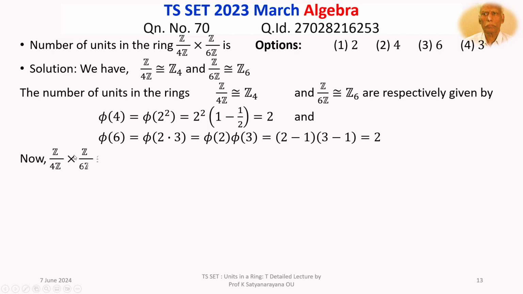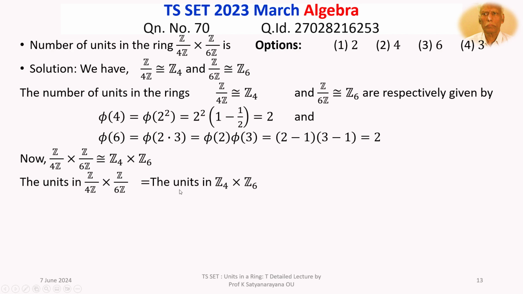So now Z/4Z cross Z/6Z, the direct product, is isomorphic to Z4 cross Z6. The units in Z/4Z cross Z/6Z are equal to the units in Z4 cross Z6. Therefore, what are the units? The set of all those ordered pairs (a, b), where a is a unit of Z4 and b is a unit of Z6. And how many? Z4 has 2 units, Z6 has 2 units.